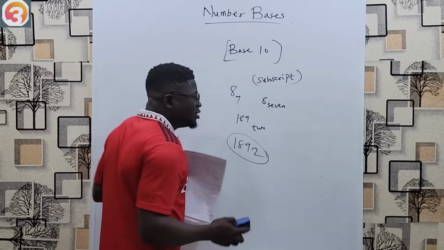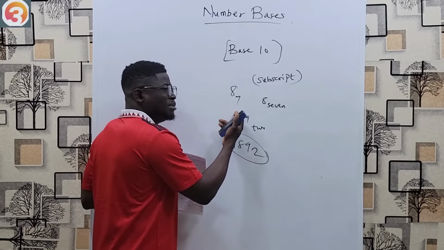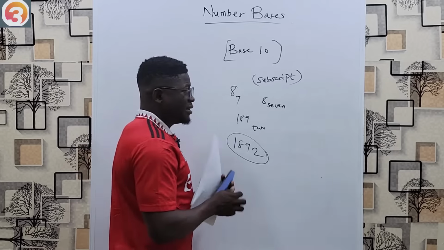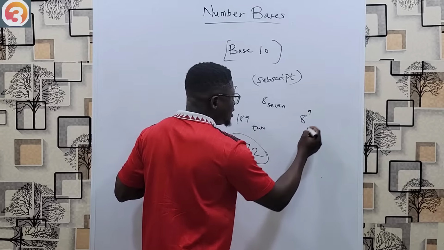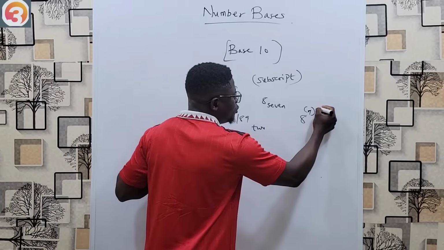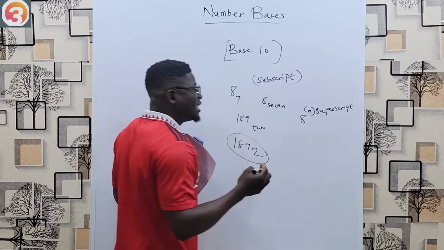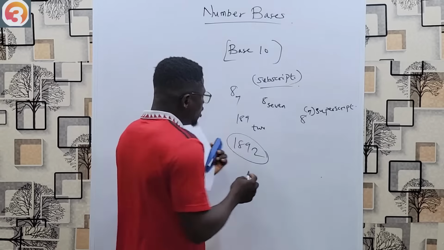So bases are usually written at the side of the numbers, like 8 base 7 as a subscript, not as a superscript. Superscripts are powers. So if I say 8 raised to power 7, this is a superscript. But bases are written as subscripts. All right.